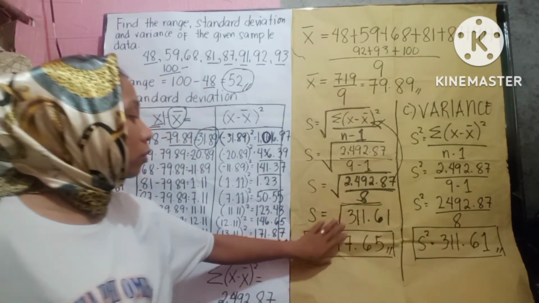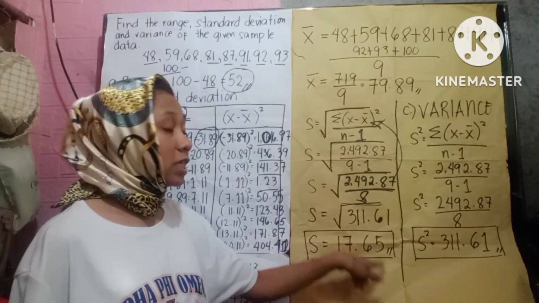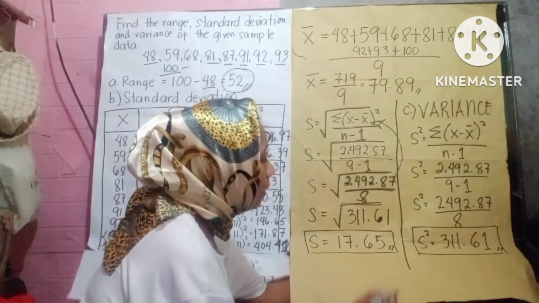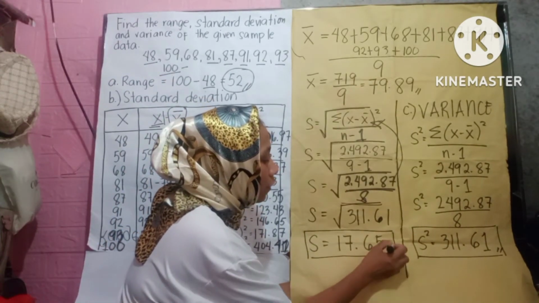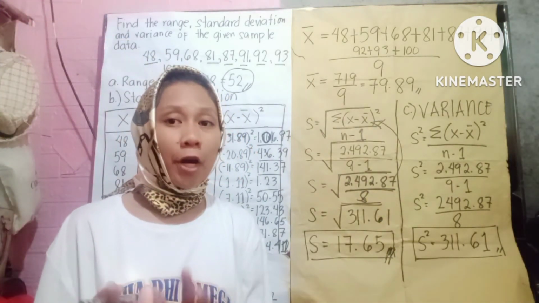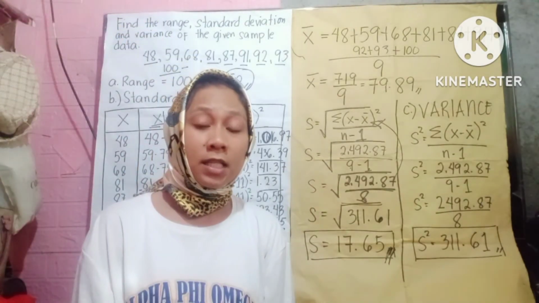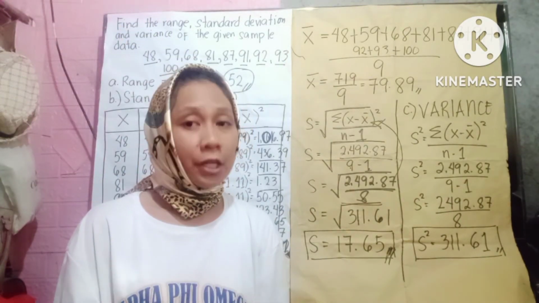So, ang square root ngayon ng 311.61 is 17.65. So, ito ngayon ang magiging standard deviation natin. The next is how to get the variance. So, dito sa variance, alam naman natin na ang variance is the squared of the standard deviation.